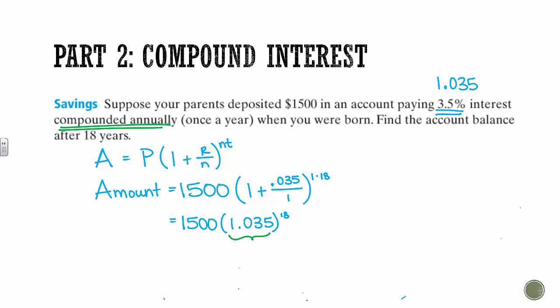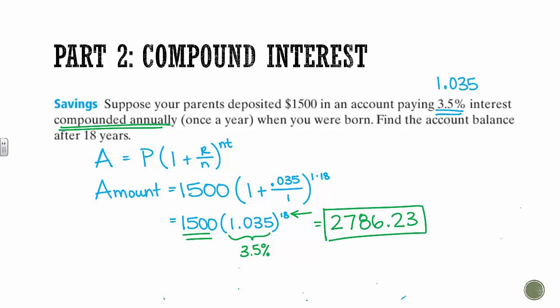So this means that it grows at 3.5%, but we have to take into account that you have this initial amount, and then we're going to look at it for 18 years. So again, when you type this in your calculator, remember to follow PEMDAS, so 1.035 to the 18th power, and then you're going to multiply that by the 1,500. So you get $2,786.23. So after 18 years, you basically have an extra $1,200. It almost doubled that you just got because your bank paid you interest.